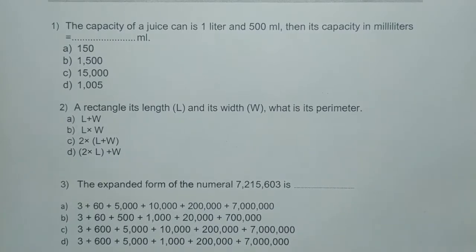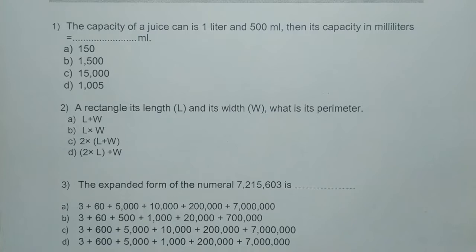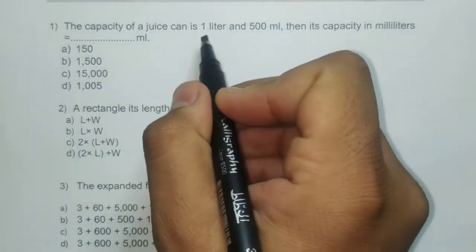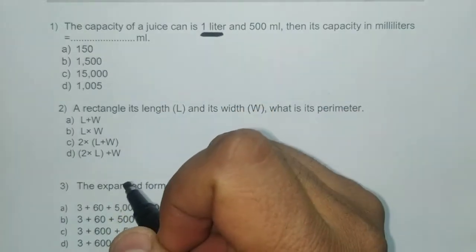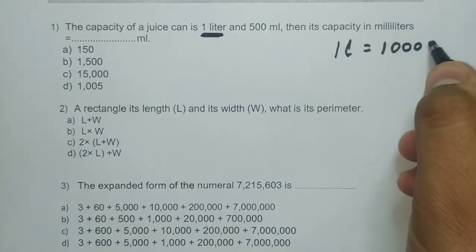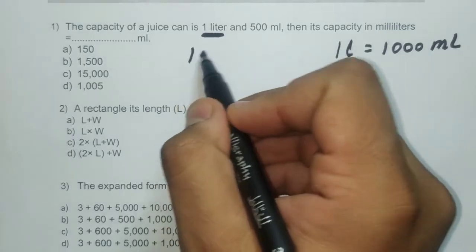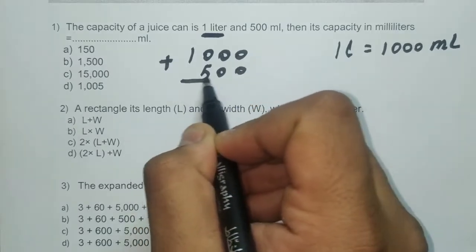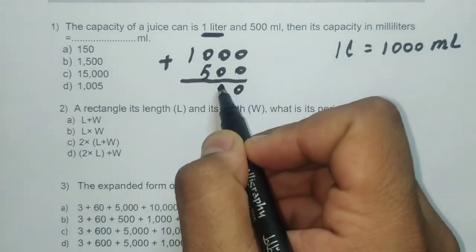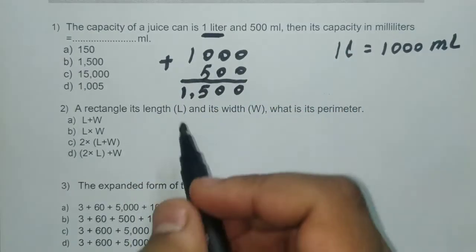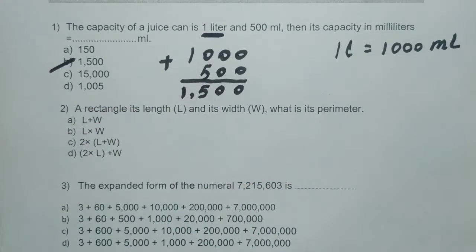First question: the capacity of a juice can is 1 liter and 500 milliliter. Then its capacity in milliliters equals. So 1 liter, I will convert it to milliliter. 1 liter equals 1000 milliliter. So 1000 milliliter plus 500 milliliter equals 0 plus 0 is 0, 0 plus 0 is 0, 0 plus 5 is 5, and drop 1. So 1500. Answer number B.